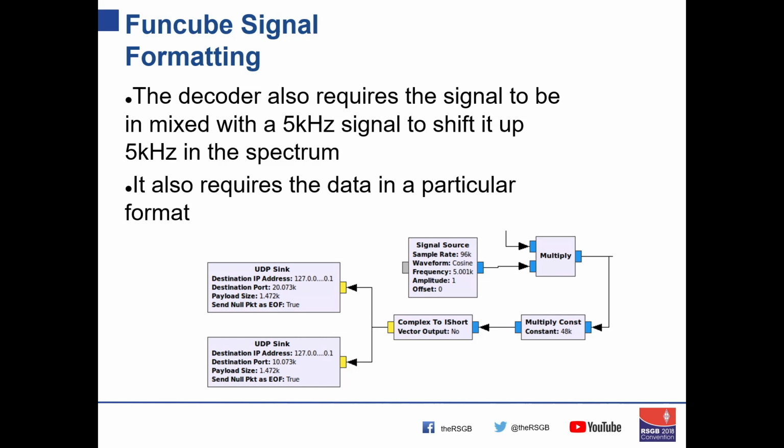We multiply it by 48K, and then we change it to a different digital format and then send it on to the decoders themselves. I'm not going to get too much into that because that's all very geeky and techy. At this point here, where these yellow connectors are, we are well and truly out of the RF spectrum and into the computational world.